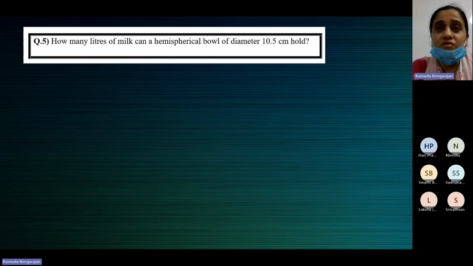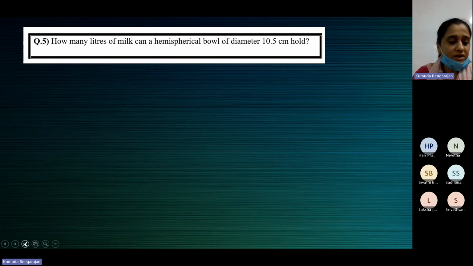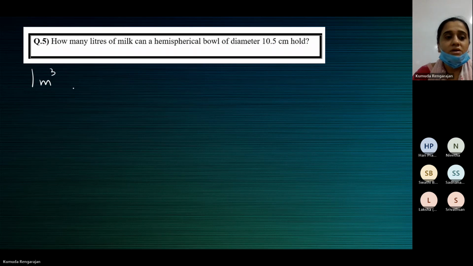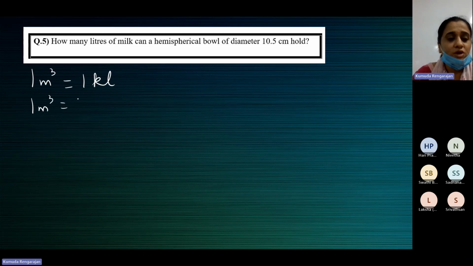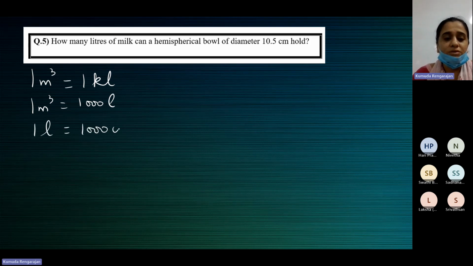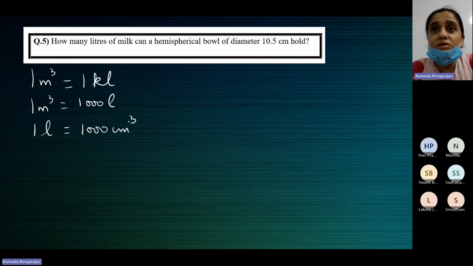How many liters of milk can a hemispherical bowl of diameter 10.5 centimeters hold? Now it's important to understand the relationship between meter cubed and liters. 1 meter cubed is equal to 1 kiloliter, meaning 1 meter cubed is equal to 1000 liters. And 1 liter is equal to 1000 centimeter cubed. You need to remember this relation.